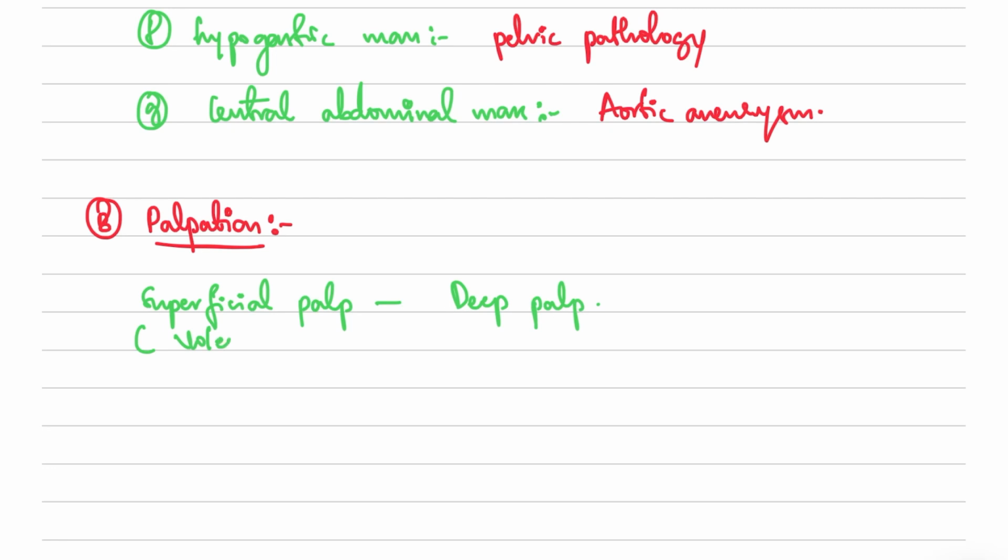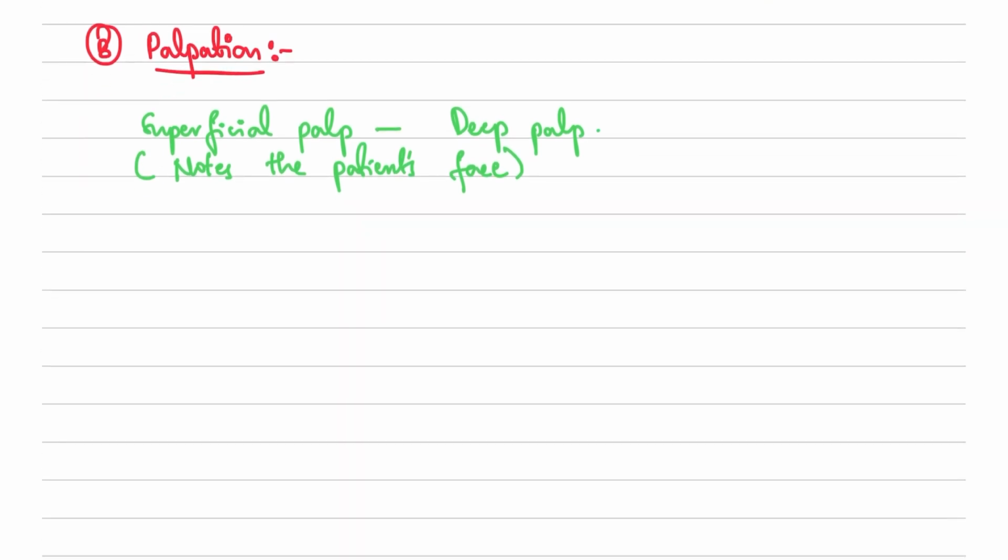You have to note the patient's face, because the patients make a kind of clenching of eyebrows whenever there is a tenderness when you are pressing over the abdomen. Then that indicates that you should back off or press a little lower. Okay, and as I told you, there are different quadrants of the abdomen.